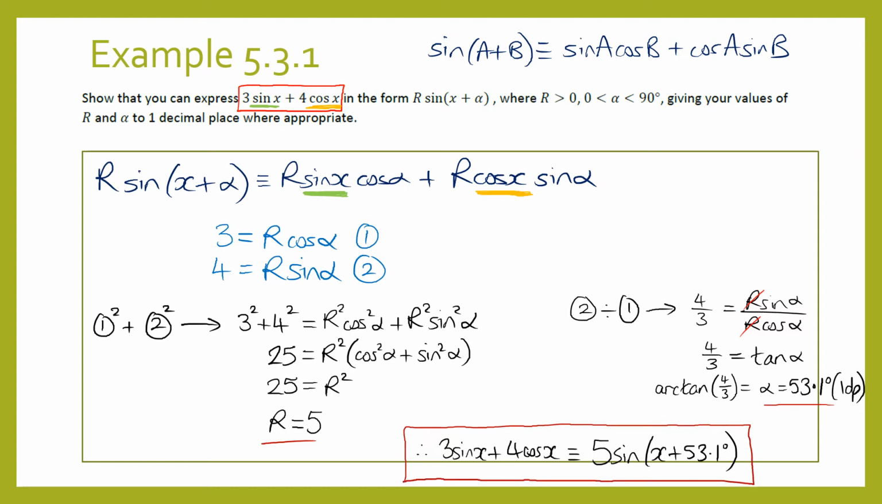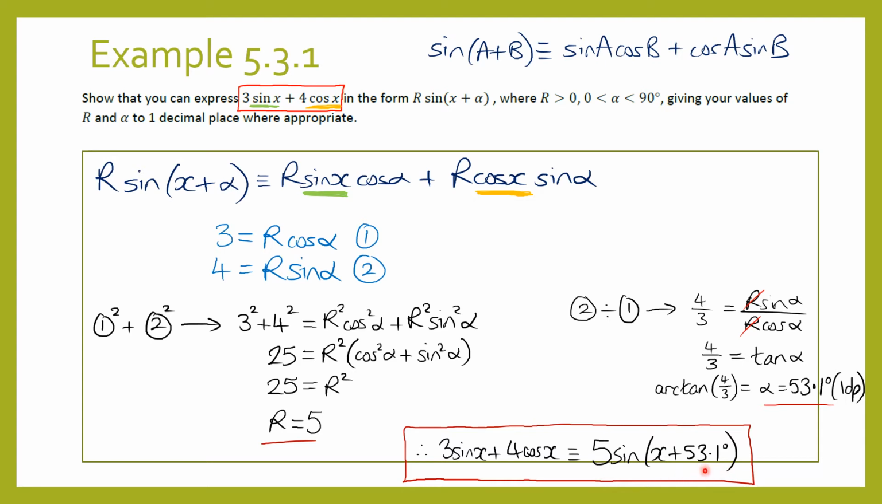Now, if you think back to the previous slide, we drew the graph of 3 sine x plus 4 cos x, and we noticed it had been stretched vertically. We noticed it went up to 5 on the y-axis and down to -5. Well, there we have the stretch, scale factor 5. That would do that job. And we also noticed it had been translated horizontally. And now we know how much it was translated horizontally.